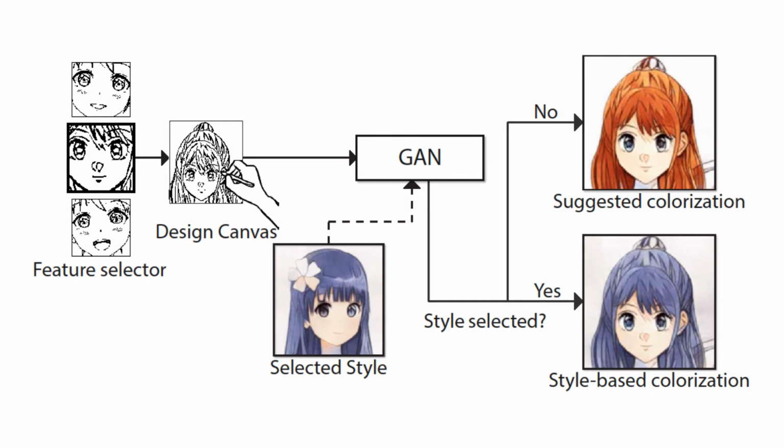If no style is selected, we randomly sample the latent code from a Gaussian distribution and feed it into the GAN to suggest a colorization scheme to the artist.